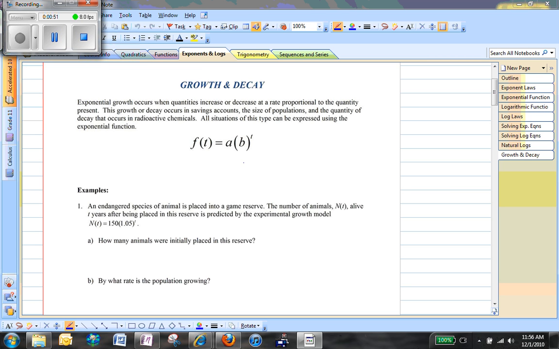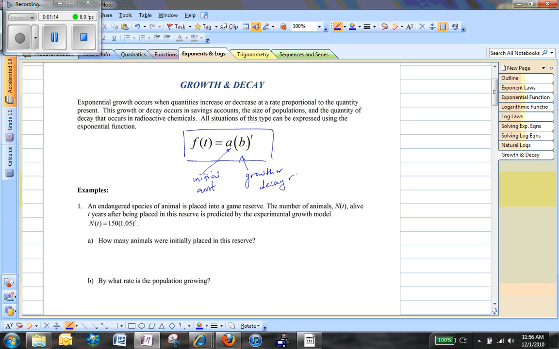Now, this is the general formula for exponential growth and decay. A is the initial amount. B is the growth or decay rate. If the growth rate is a percentage, then you want to add it to 100, and if it's a decay rate, you want to subtract it from 100. So just keep that in mind. And t, of course, is the time at which it's happening.